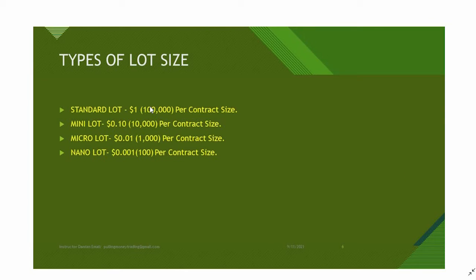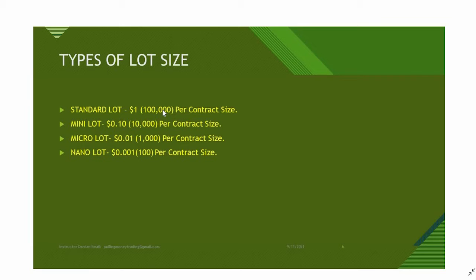What this means is that for every 100,000 units with a standard lot, each time the market moves 1 pip, you either profit $1 or lose $1. In some currency pairs, it's $10, right? That is what it means. So each time the market moves when you are using a standard lot, if the market moves in your favor, you earn $1 per pip. If the market moves against you, you lose $1 per pip, right?